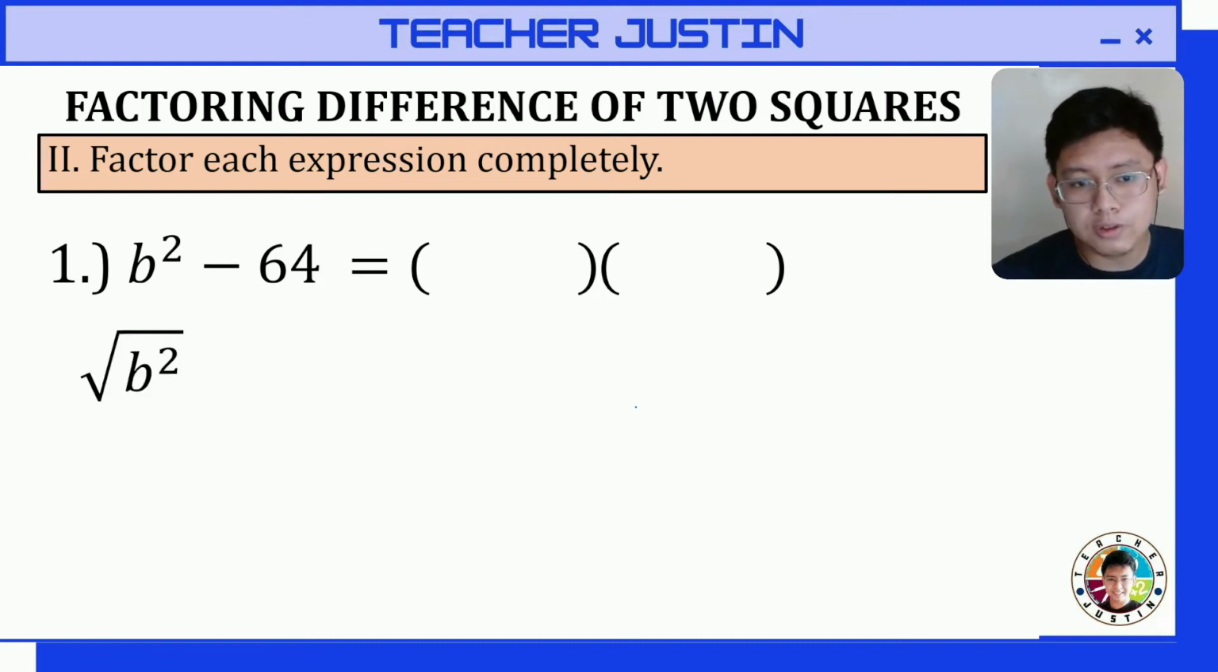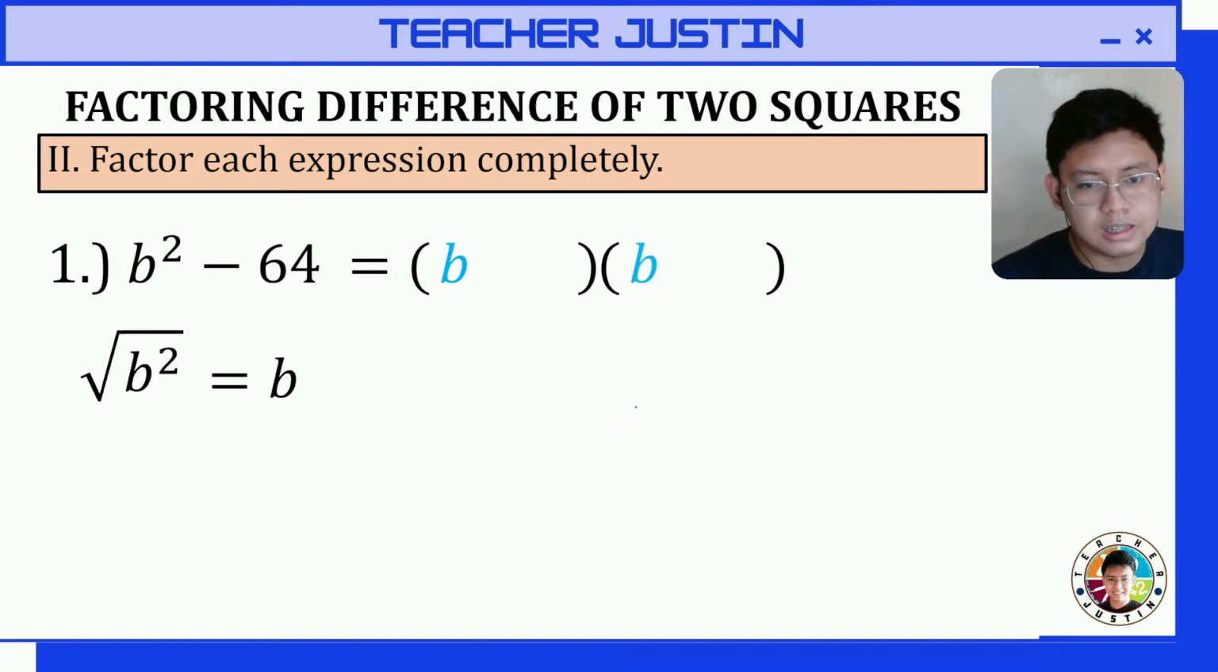first, get the square root of the first term. So, the square root of b squared is b. So, lalagay natin yung square root ni b squared sa first term ng bawat group. So, maglalagay tayo ng b dito, maglalagay tayo ng another b here.